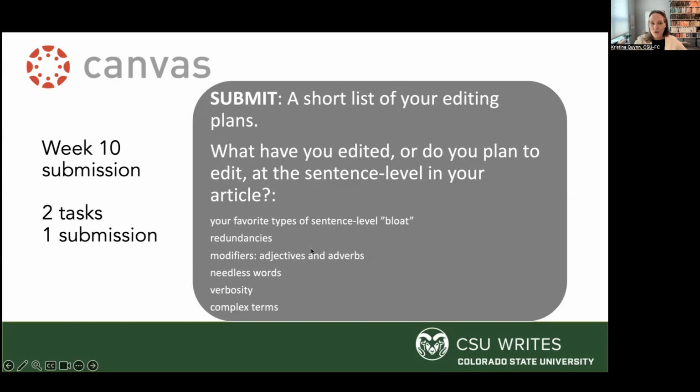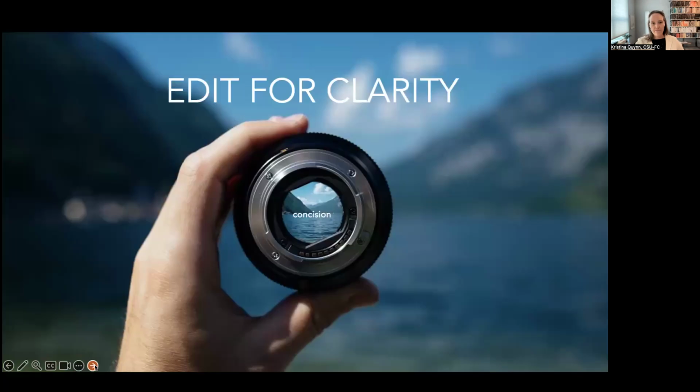If you're doing the Google course, here it's just a short list of your editing plans. What have you edited, or what do you plan to edit at the sentence level in your article? You can think about sentence bloat, which we'll talk about, like wordy sentences, right? Bloated sentences, redundancies, modifiers, needless words, verbosity. I love that.